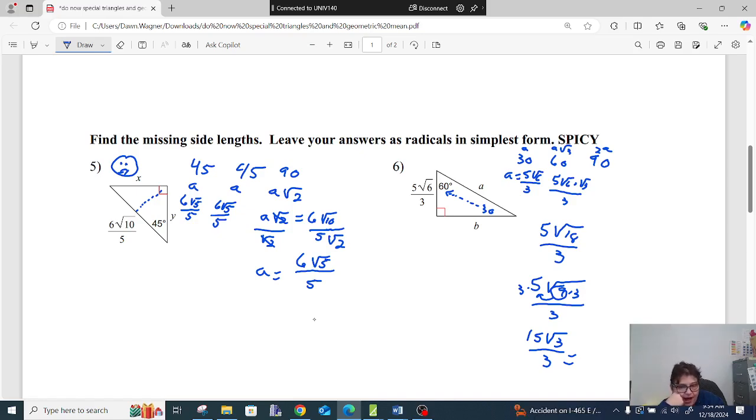3 times 5 is 15. But now I have to divide this. 15 can be divided by 3. I didn't finish it. So it is 5 square root 3, Troy. Because when I divide this out, it should be 5 square root 3. Oh, yes. So you are right, and I'm wrong. Gosh dang it. I woke up with an upset stomach, and I'm just not right today.